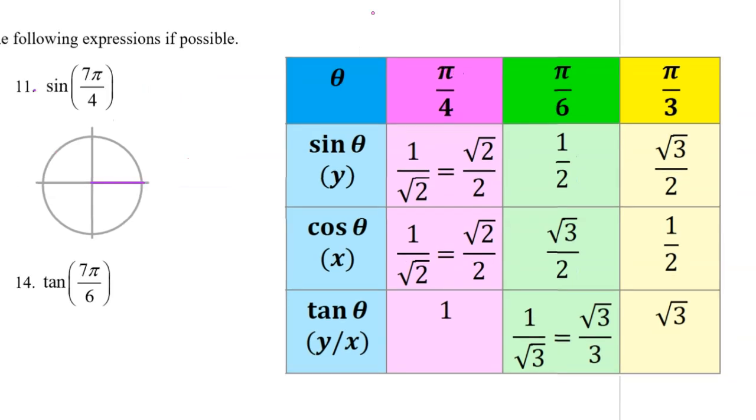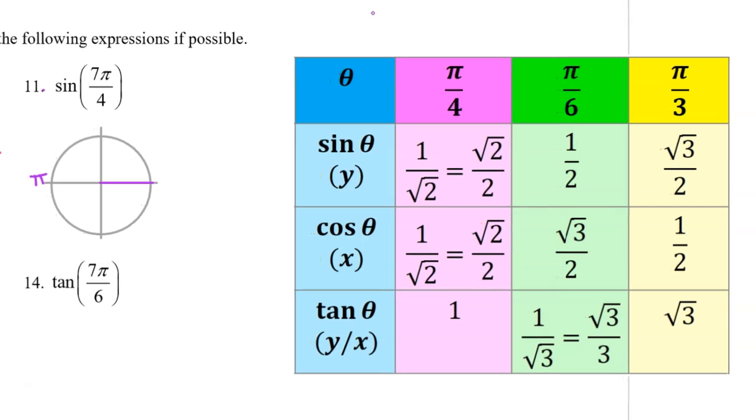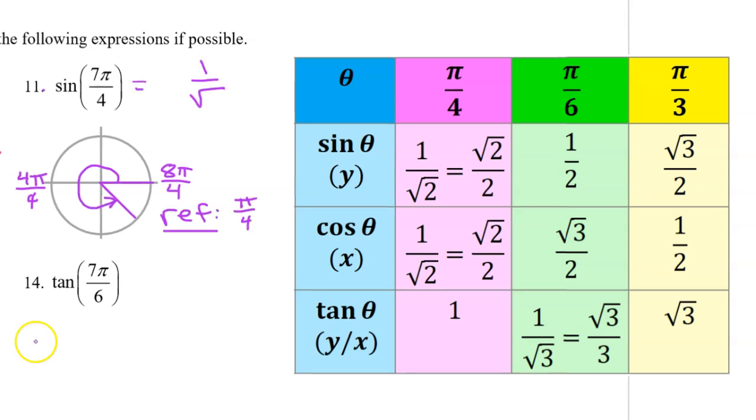Number 11. In what quadrant is 7 pi over 4? Well, pi is right here, and we can think of that as 4 pi over 4. On the right-hand side, we can think of 2 pi as 8 pi over 4. Therefore, 7 pi over 4 will be pi over 4 less than 8 pi over 4, placing it right here in the fourth quadrant. The reference angle is pi over 4.